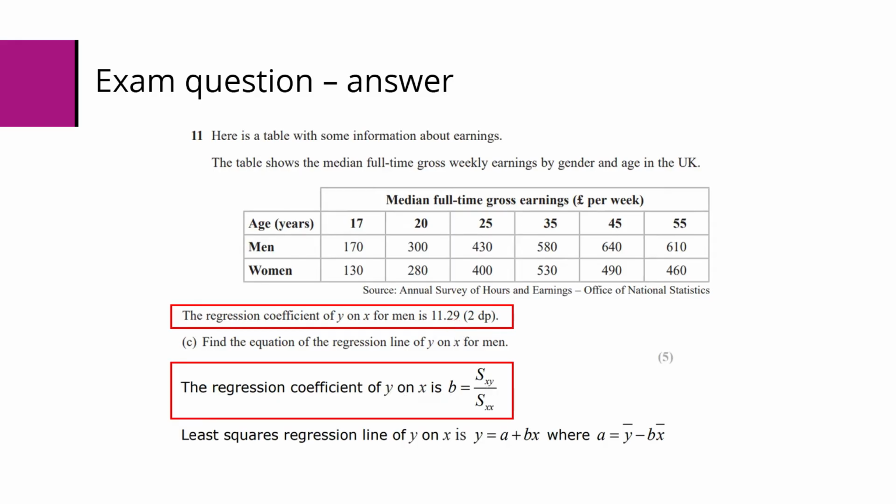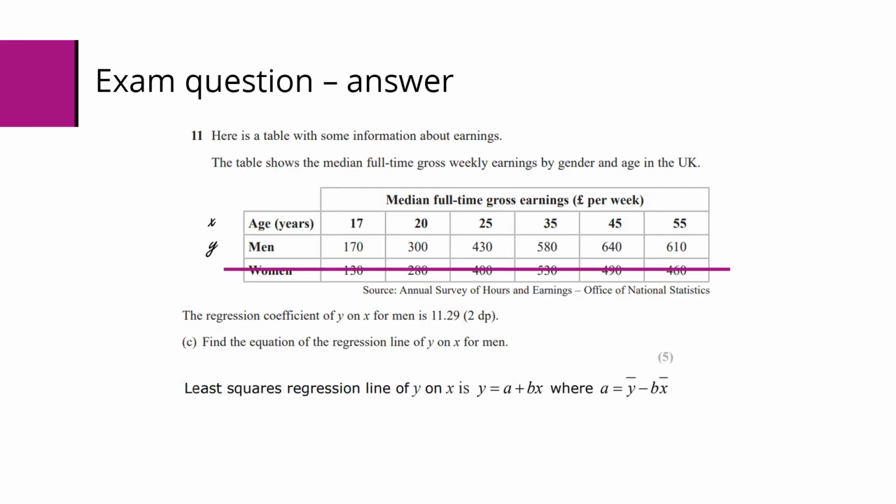The question tells us the regression coefficient of y on x for the men is 11.29. We're interested in the line for the men. So that 11.29 is our value of b. So 11.29 is what we're going to use for b. So think about how we would do this. You might like to temporarily ignore the line involving women for this. And we've got the age is x and the men are the y values.